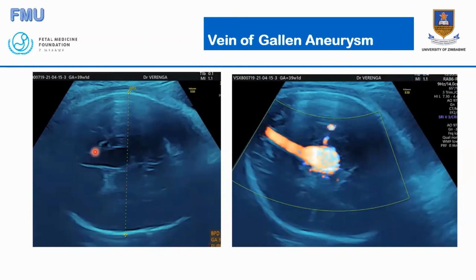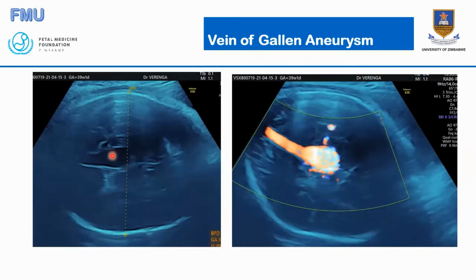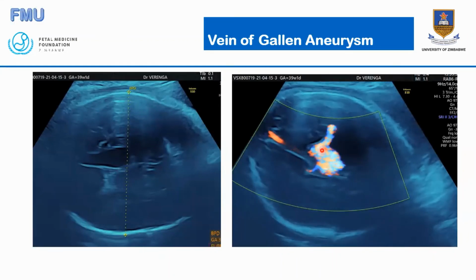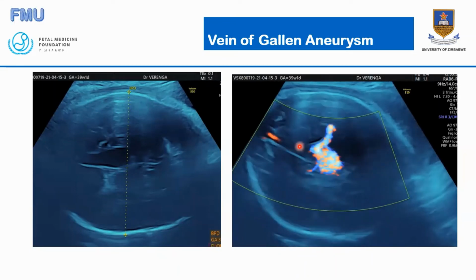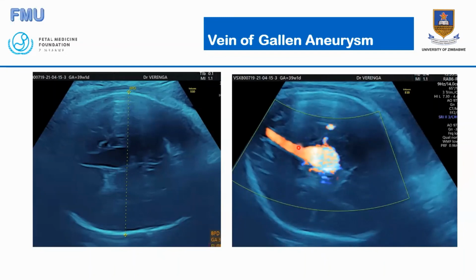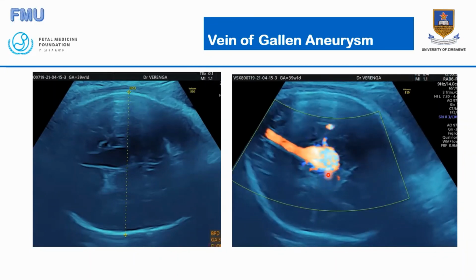So when you are trying to do BPD and head circumference and you see what appears like a fluid structure, put on color and you are going to see that there is a problem there with a vein of Galen aneurysm. These babies may have some neurological features in life, and they may need to close this. This is abnormal formation of the vasculature of the brain.